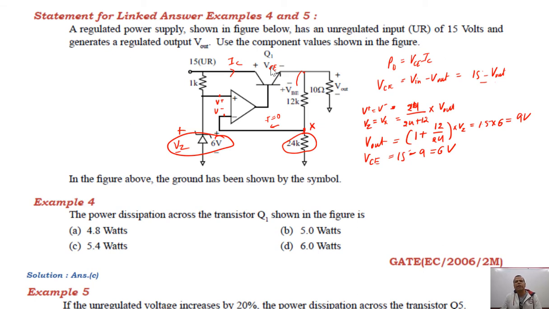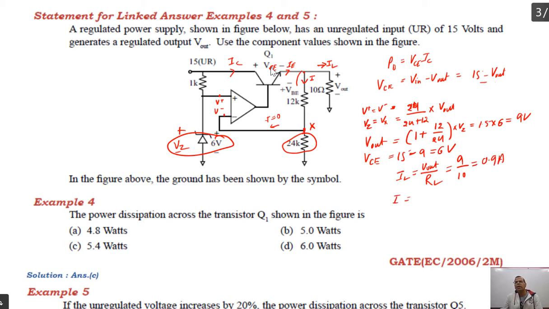Now let us find out the current. First of all, there are two components of current in the emitter terminal of the BJT: one is the load current and the second component of current is in this branch. So load current IL is nothing but V out by load resistance RL. So that is 9 volt output, load resistance is 10. So this is 0.9 ampere.